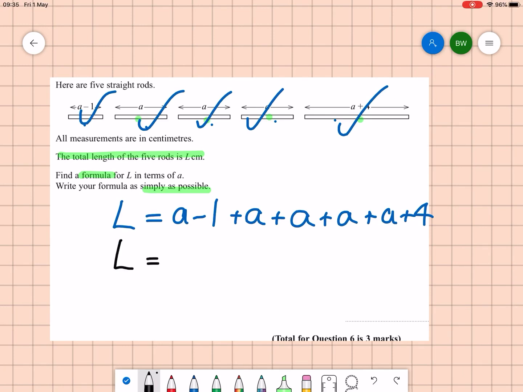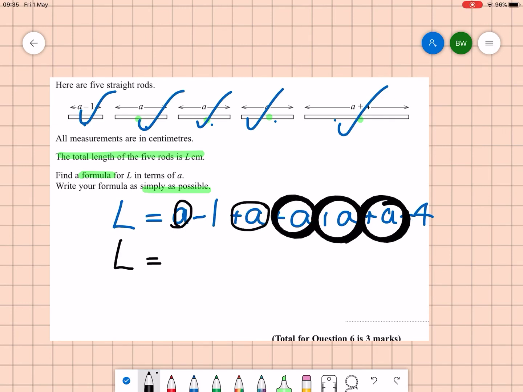So L equals, I'm going to collect the like terms. So I've got 1, 2, 3, 4, 5 lots of A. Minus 1, add 4 is minus 3. It's positive 3. So I've got plus 3. So L is equal to 5A plus 3. And that's my formula, because I can calculate the length from that.